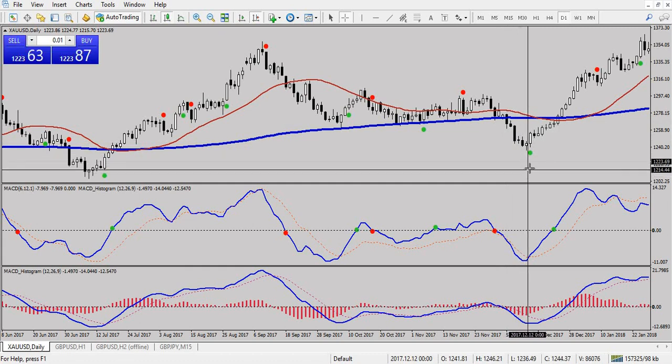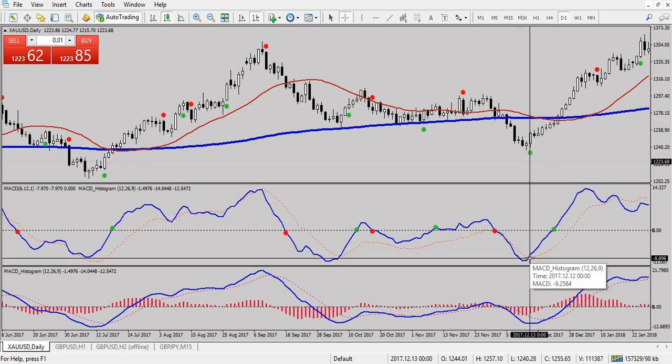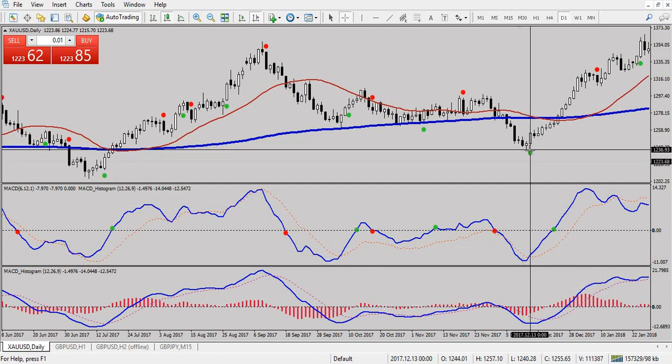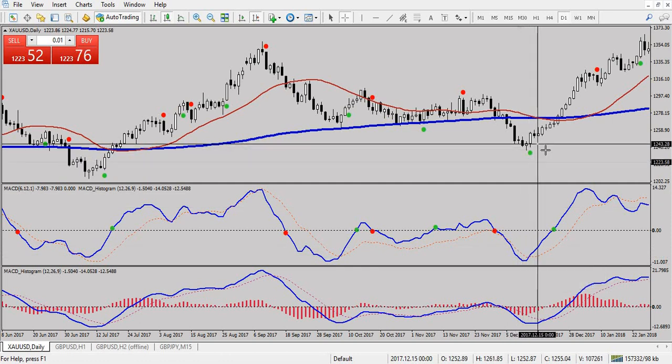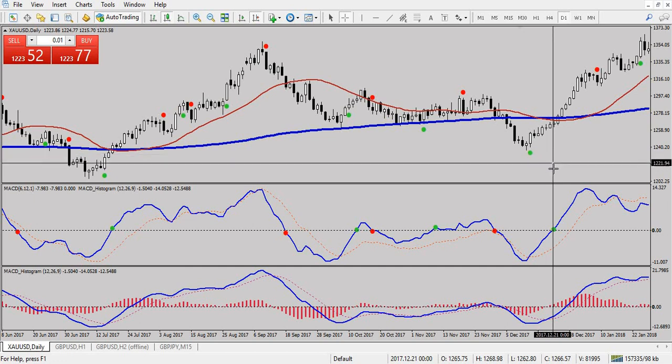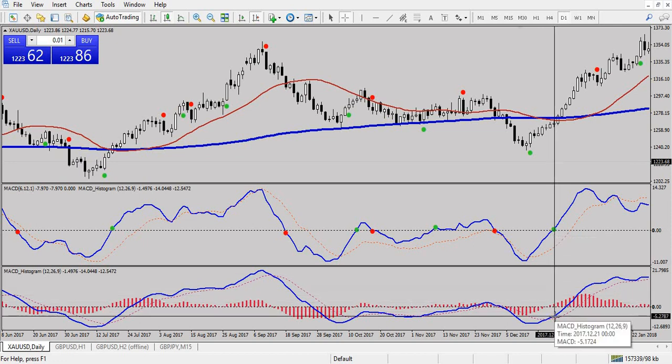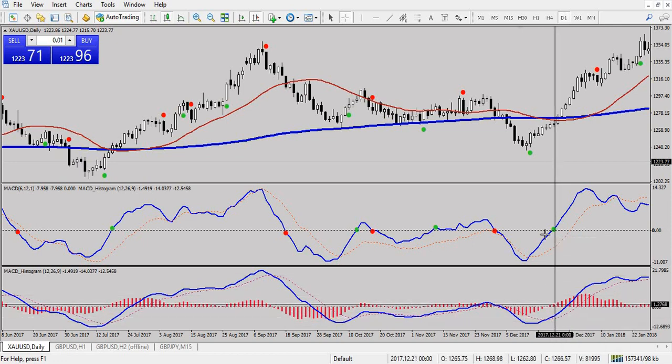We get down to here. We've got a cross on the two MACDs that are superimposed on each other. Might be time to take some action. Goes hand in hand with the green QMP. Might move your stop. Let's keep on going. Right, we've got a confirmed cross of the fast MACD here. We're in buy mode on the standard MACD.